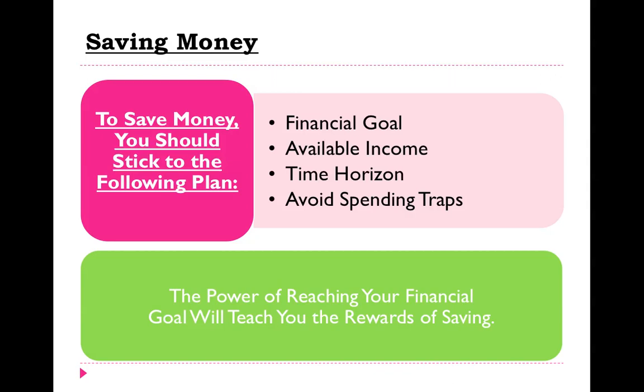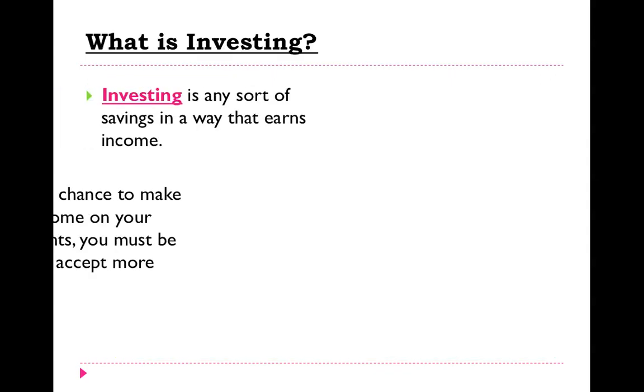To save money, you should stick to the following plan. Make a financial goal, figure out how much you can save per month, determine how long it will take for you to reach your goal. Finally, stick to your financial goal by not spending money on items that are quickly gone. Make your financial goal come faster by saving instead. The power of reaching your financial goal will teach you the rewards of saving.